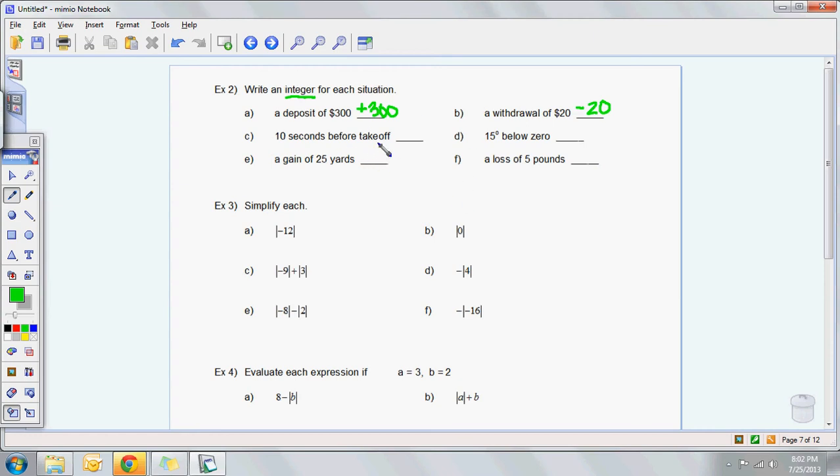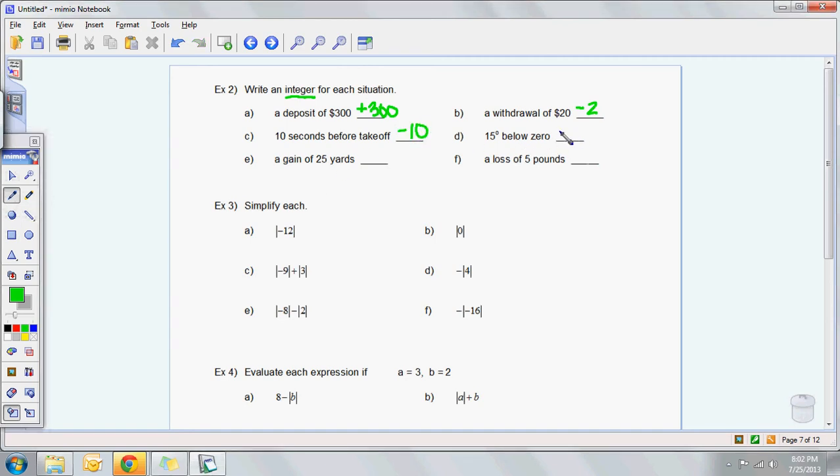10 seconds before takeoff, so that means you would be counting down. So it would be a negative. When you're counting down, think of your numbers: you start at 10, so you're counting backwards. So it would be negative 10, like I said.